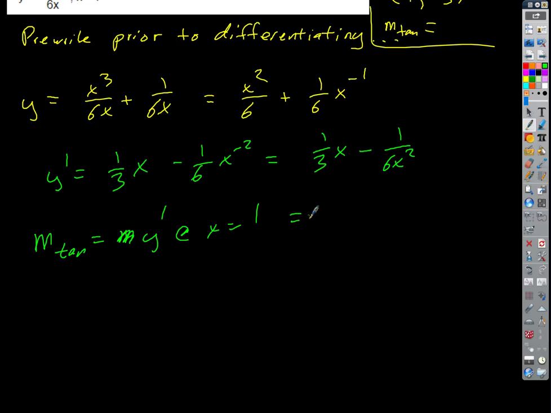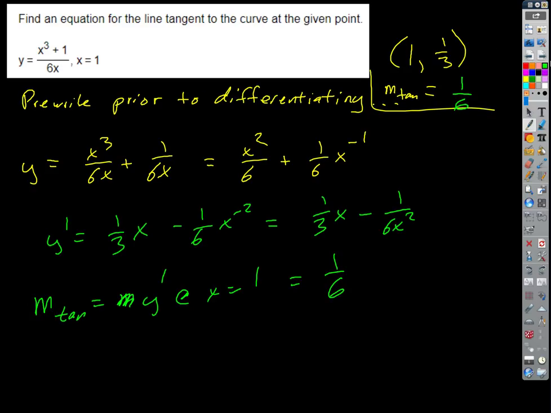So that's going to be what? If I plug in 1 there, I'm going to get 1/3 minus 1/6. What's that? 1/6. Good. And then from there on out, that's no big deal. It's going to calculate the equation of the line. That gives us the ingredients. Okay? All right.